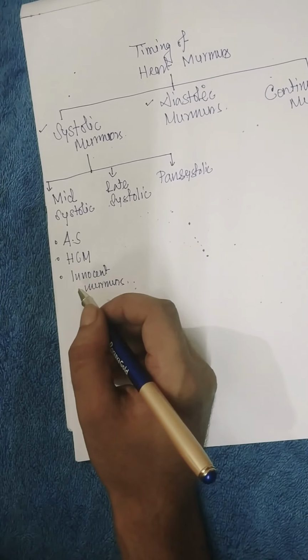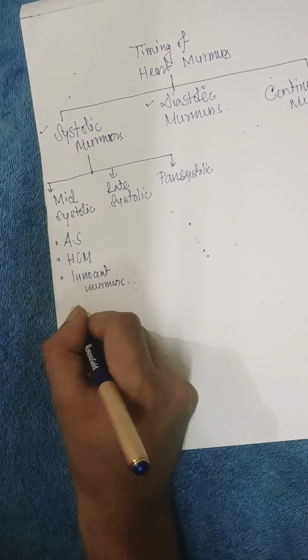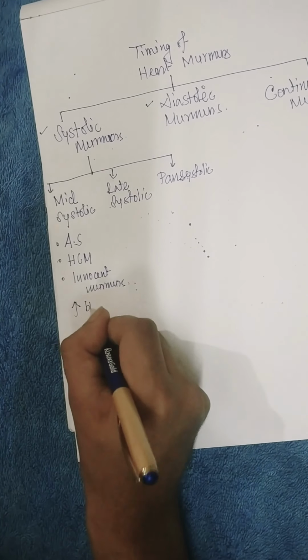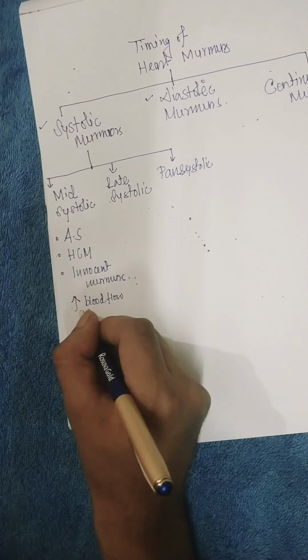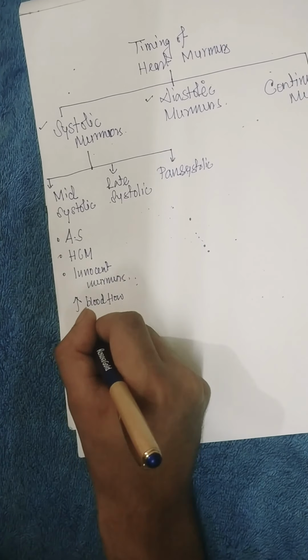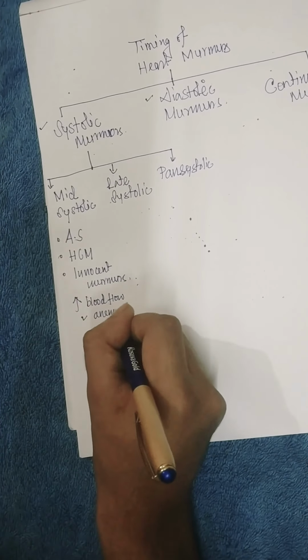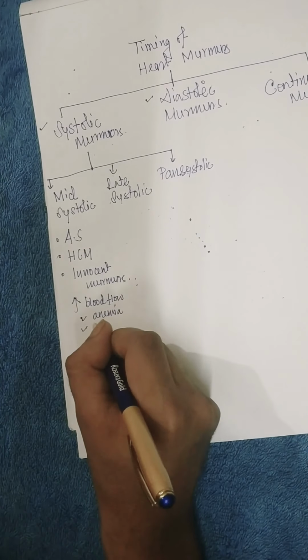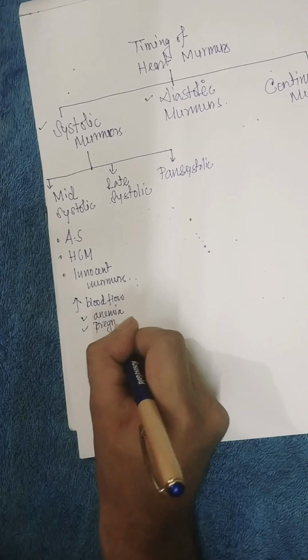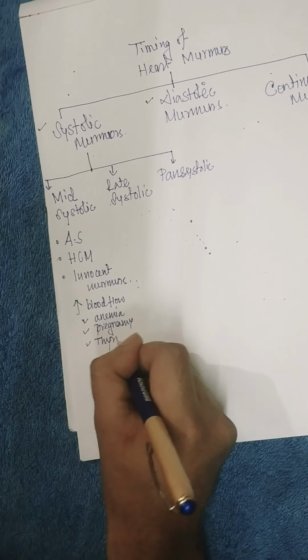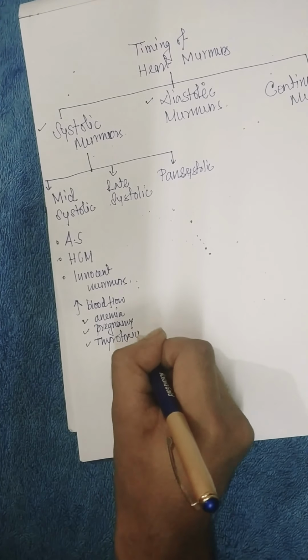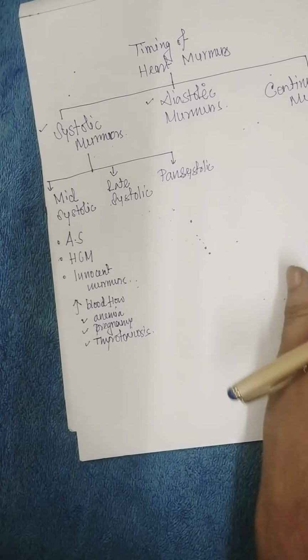What are the innocent murmurs? Innocent murmurs are due to increased blood flow. They may be due to anemia, they may be due to pregnancy, and may be due to thyrotoxicosis. Alright, easy one.